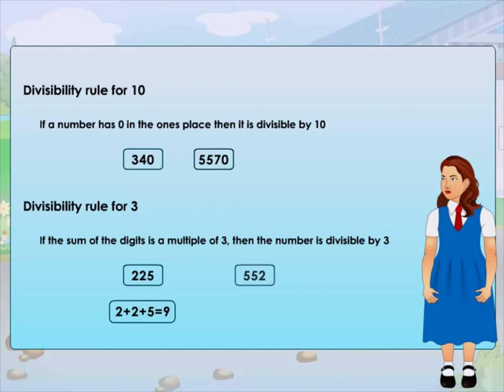Let's see another example. 552. The sum of the digits of this number is 5 plus 5 plus 2 is equal to 12, which is a multiple of 3. Therefore, it's divisible by 3.